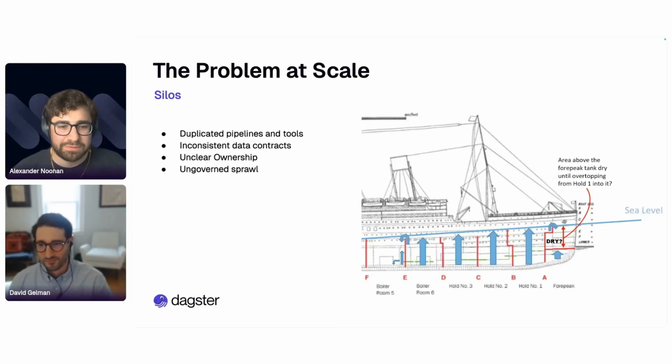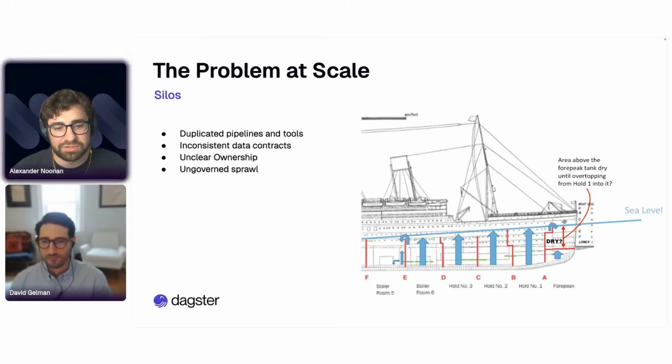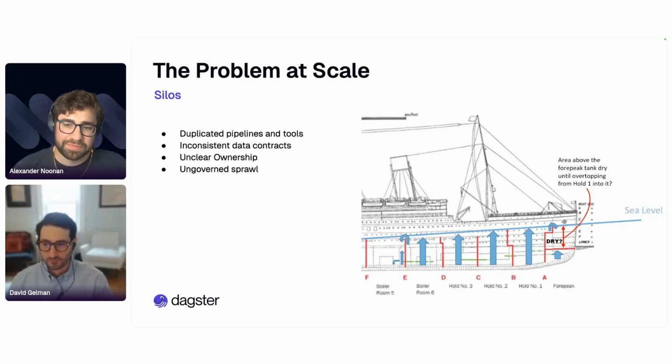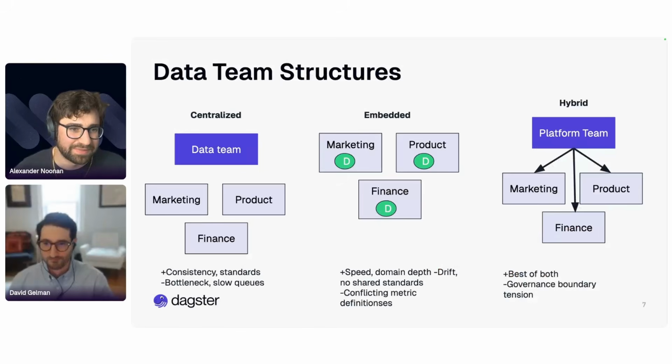And that's exactly what happens with data platforms at scale. You get duplicated pipelines and tools because teams don't know what already exists. You get inconsistent data contracts because nobody agreed on what active user means. You get unclear ownership, where three teams all think someone else owns the customer table. And you get ungoverned sprawl, pipelines and dashboards multiplying without anyone tracking the full picture. So you get a lot of mess, basically.